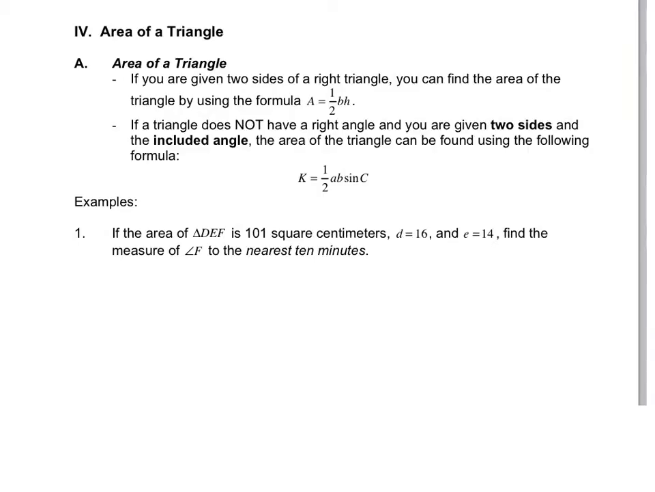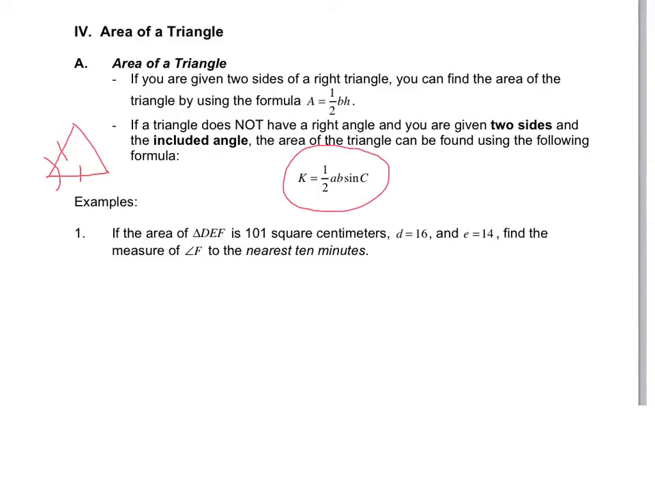Okay, let's stop there. What does it mean, two sides and an included angle? It means that if I'm given two sides, let's say this side and this side, I need to know the angle which is included between the two sides. The area of the triangle can be found by using the following formula: K equals 1/2 AB sine of C.